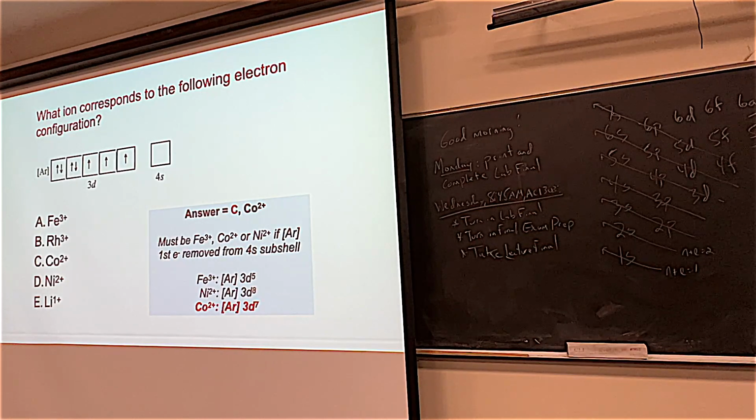Rhodium, I didn't talk about; rhodium would be on the next level down. It would have 4d electrons, not 3d electrons, all right? And lithium doesn't have enough electrons to be close to this.